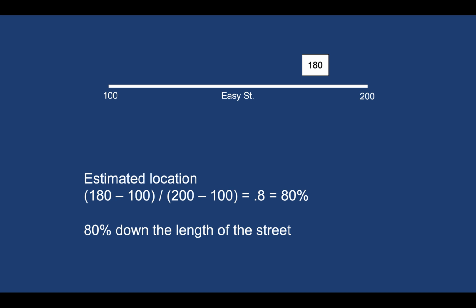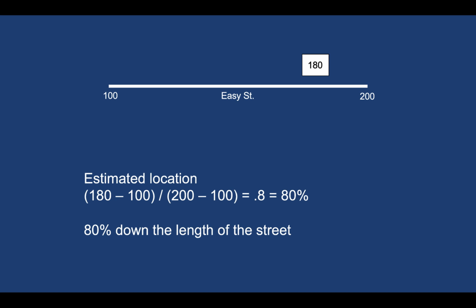So if we know, for example, that all the even numbers are going to be on the north side of the street and all the odd numbers on the south side of the street, and that it starts at 100 and ends at 200, then we can think, if we want to find 180 Easy Street, that we just need to go 80% down this feature, and 180 will be located around that area.